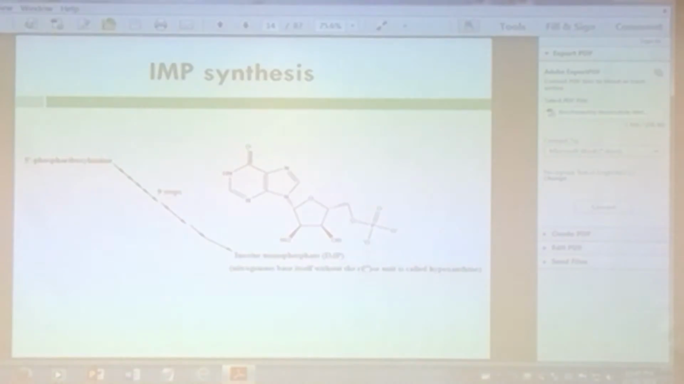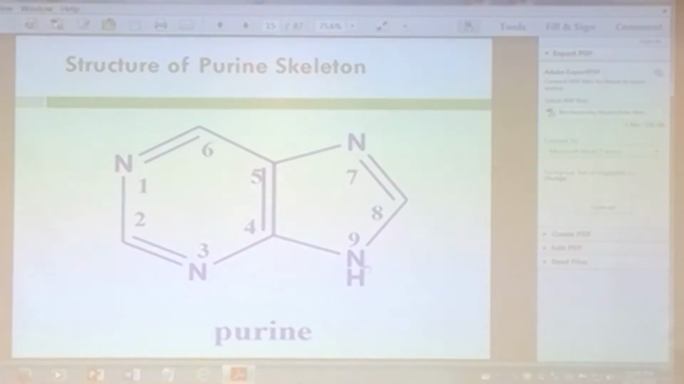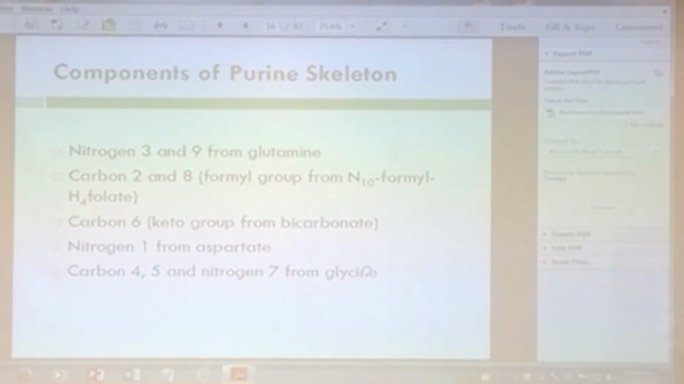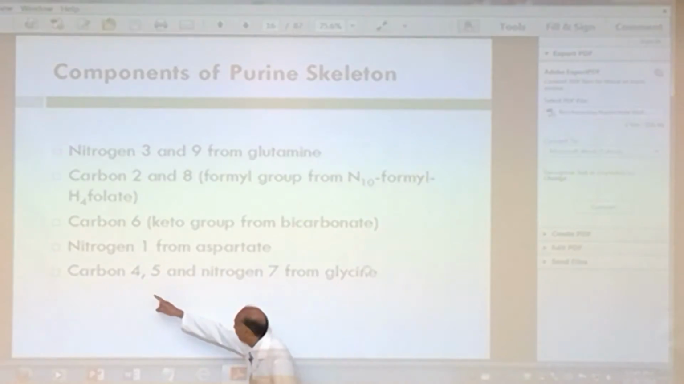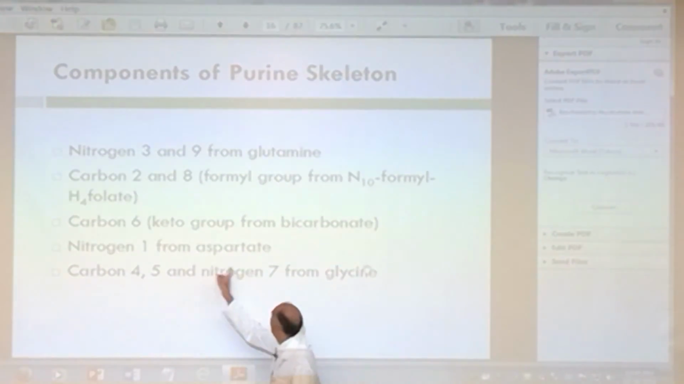Okay, 5-phosphoribosylamine in 9 steps, you get the IMP, the first cyclized purine ring structure, that's the inosine or hypoxanthine base attached to the sugar. Purine skeleton one more time: nitrogen comes from glutamine, carbon 2 and 8 come from formyl folate, right? And then carbon 6 comes from bicarbonate, nitrogen 1 comes from aspartic acid, and then glycine is the one which donates carbon 4 and 5 and the nitrogen, okay?